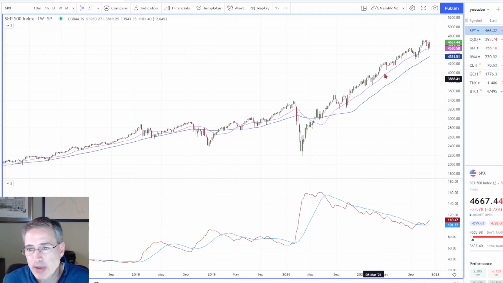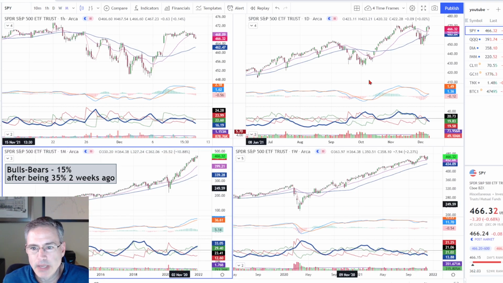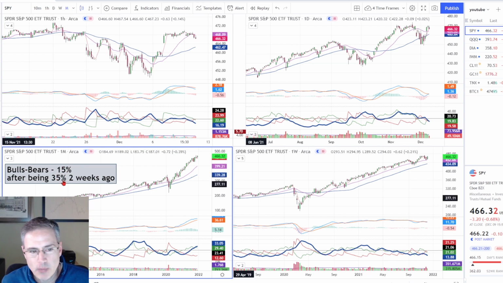So I think we've got to recognize that we're going to go into the momentum in a minute, and I think that'll explain why that's also important. But I did want to point out the bulls minus the bears right now is 15%. We were at 35% two weeks ago. We have dropped down to 15% in a hurry. People are turning bearish in a hurry.